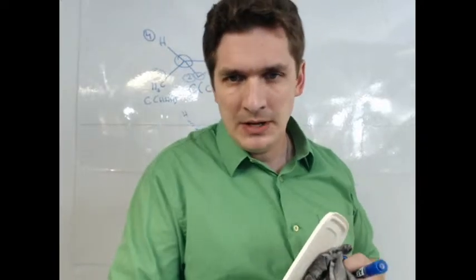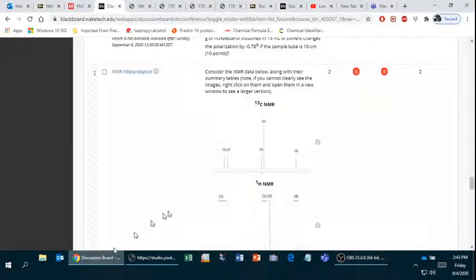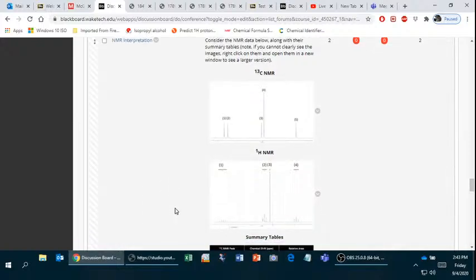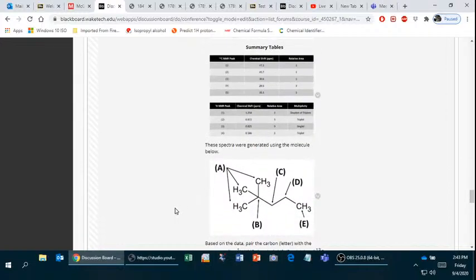So those of you in Organic 1, you have a discussion board where it asks about, and I'll show you the picture knowing that it's going to be really hard to see. You're given a C13 NMR spectrum, a 1H NMR spectrum, a summary of that information, and this dimethyl compound on the very bottom with the carbons labeled A, B, C, D, and E. So I'm going to draw that really quick on the board again. This time I actually have a whiteboard to work with.